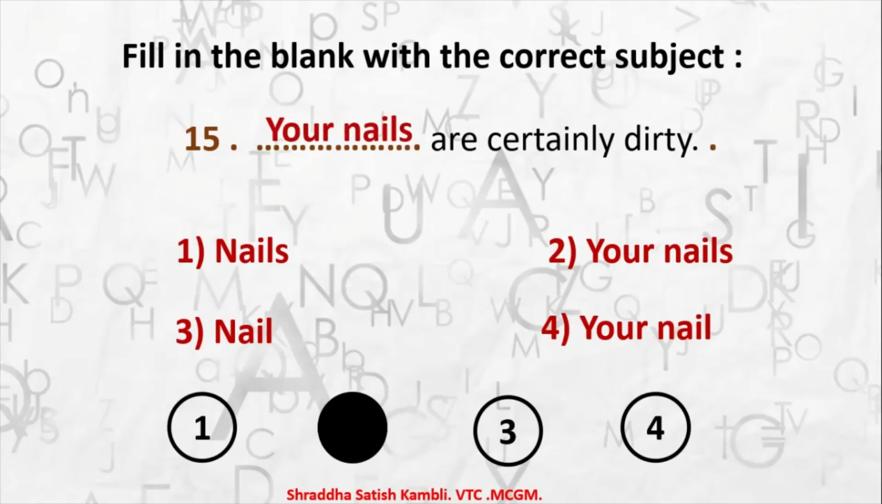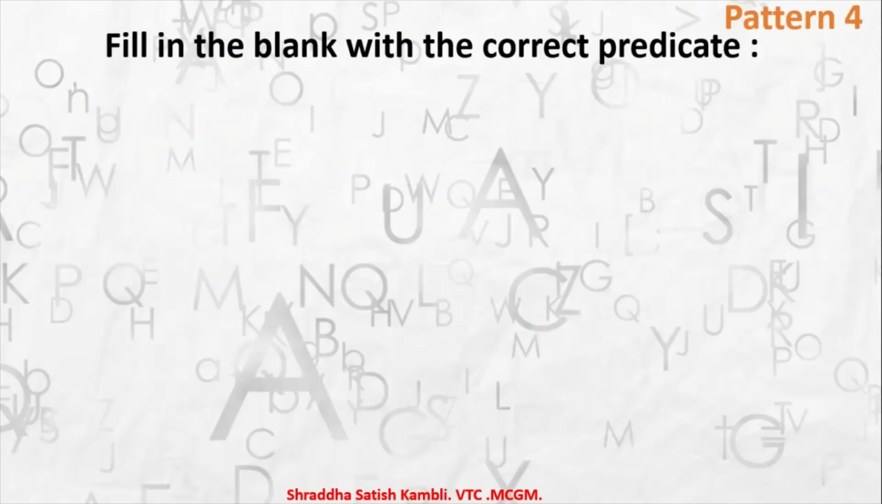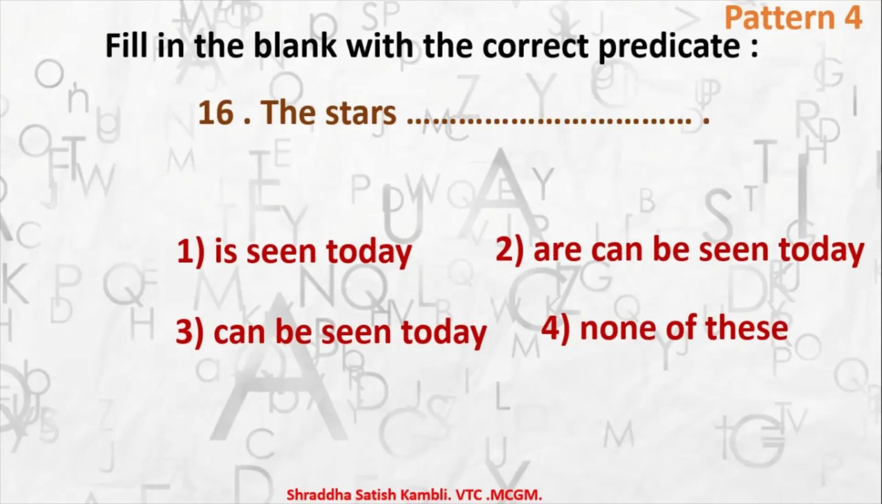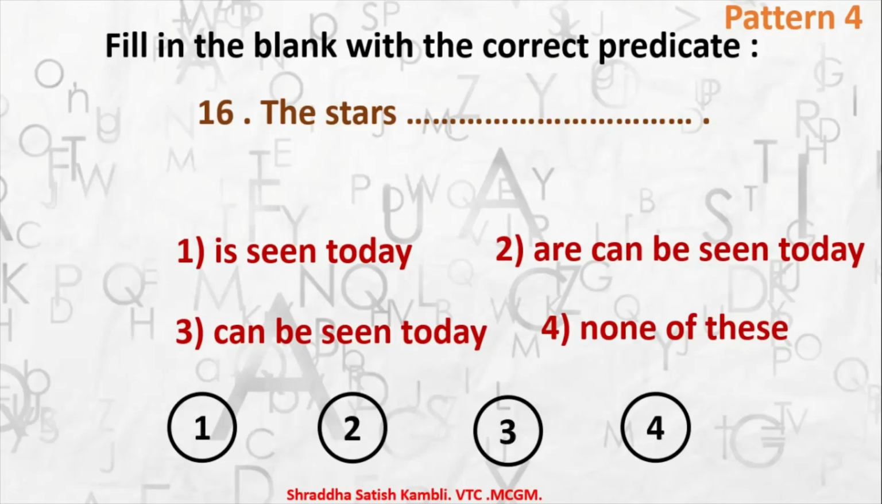So we have completed doing 3 patterns now. We go to the last pattern and do some last examples. Fill in the blank with the correct predicate. We have to choose the correct predicate now. The stars dash. The stars can be seen today. Which one is the correct one? The third one. So the correct predicate is the stars can be seen today.